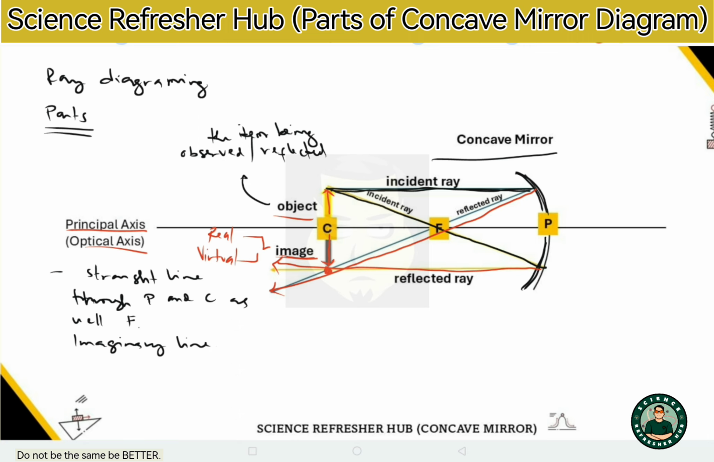Okay, and what else? We already know this is the symbol for a concave mirror. It's like a mirror curved inside. A concave mirror is a converging mirror. Okay, or it can magnify stuff, and it can magnify.